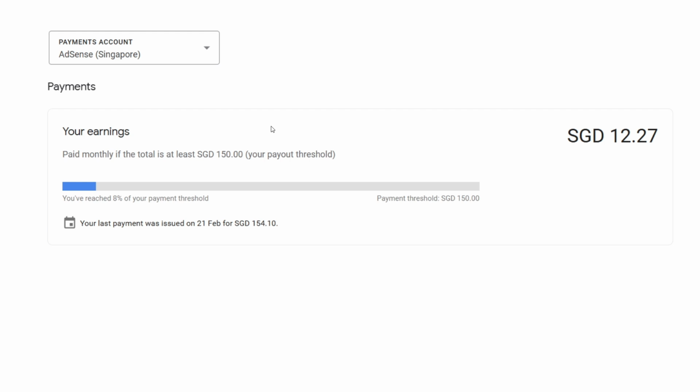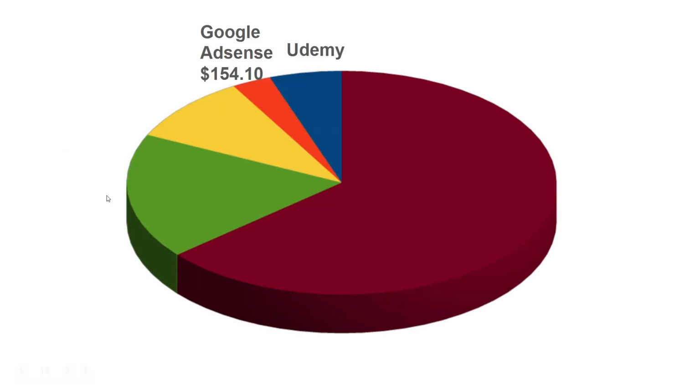In February, I finally reached the 150 Singapore dollars threshold that is needed in order for Google AdSense to pay me. And I received $154.10 in February from Google AdSense. So this is my second source of income, Google AdSense, $154.10. Next, let's take a look at my third source of income, which is from bank interest.